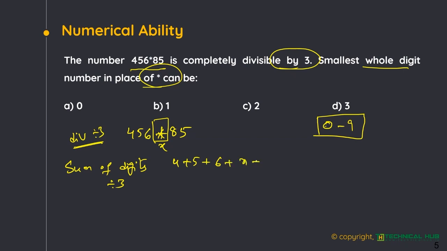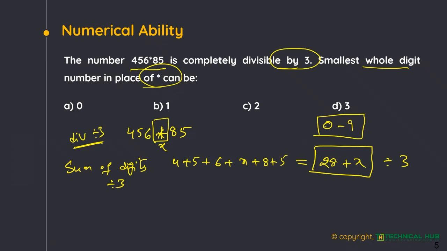Calculate what is the total sum of the digits. 4 plus 6, 10, 10 plus 5, 15. And next 20, 28. 28 plus x. This number must be divisible by 3. Then what is the minimum or smallest value of that particular star x?